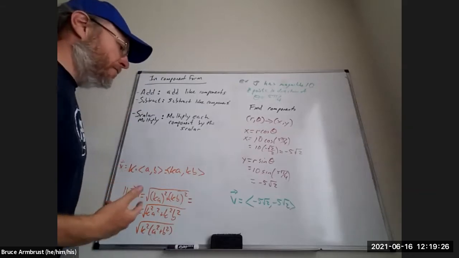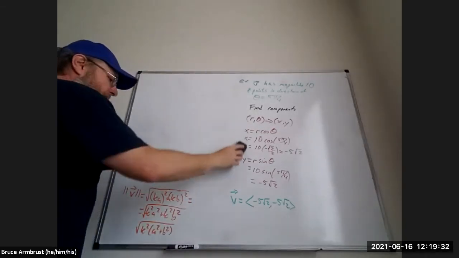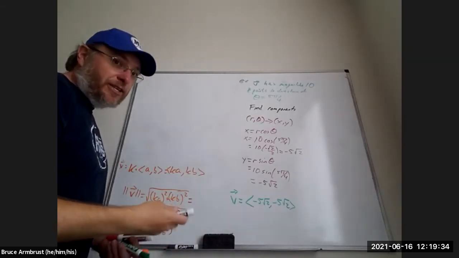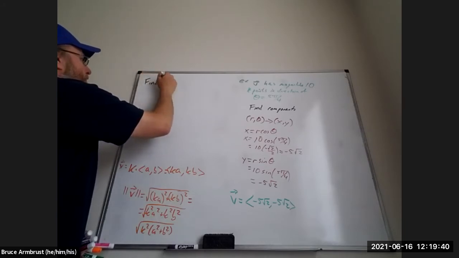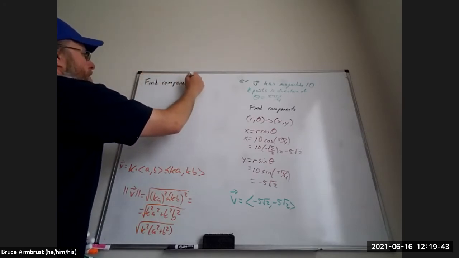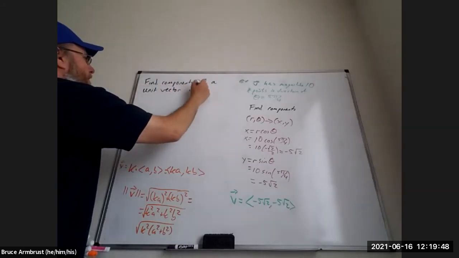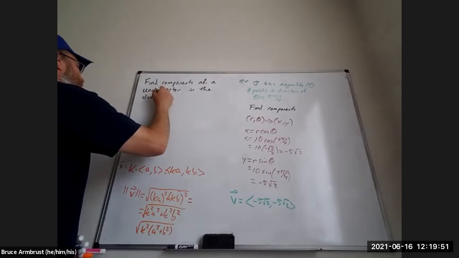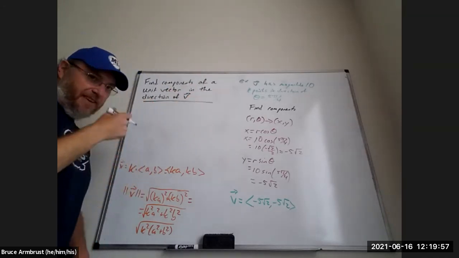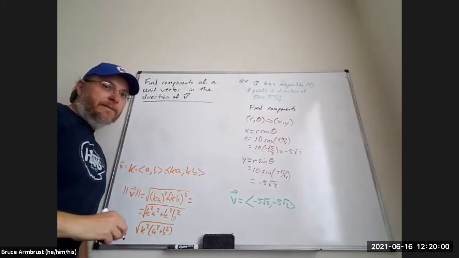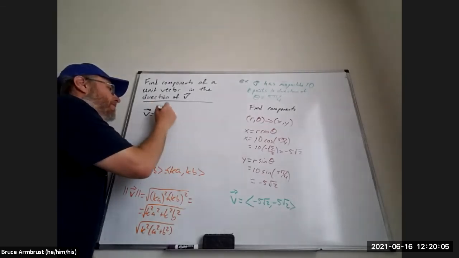All right, so I just want to show you one more thing that's kind of useful to do. And that is finding a unit vector in the direction of a given vector. So we're going to find the components of a unit vector in the direction of v. Okay, so v is going to be pointing in whatever direction. I want to show you how you can find a unit vector. So let's go with the generic v equals a comma b.